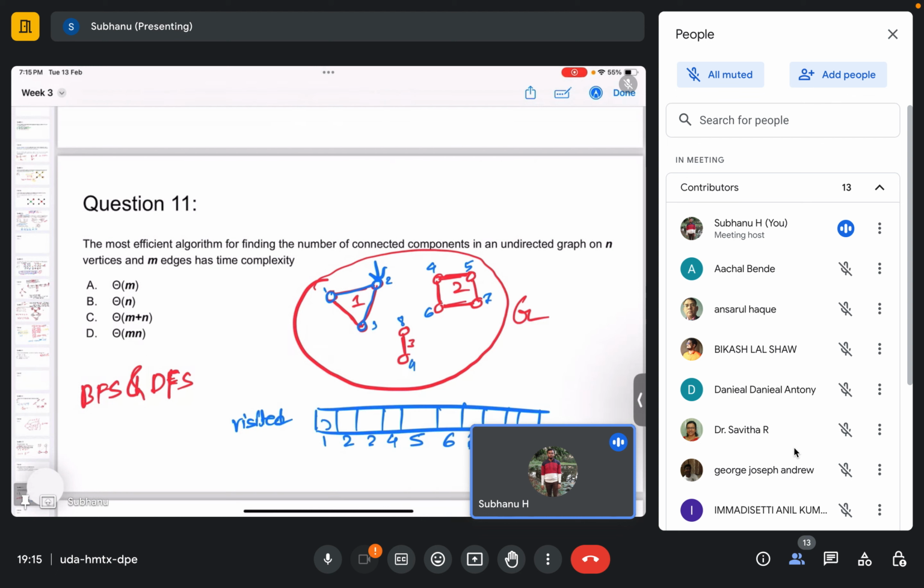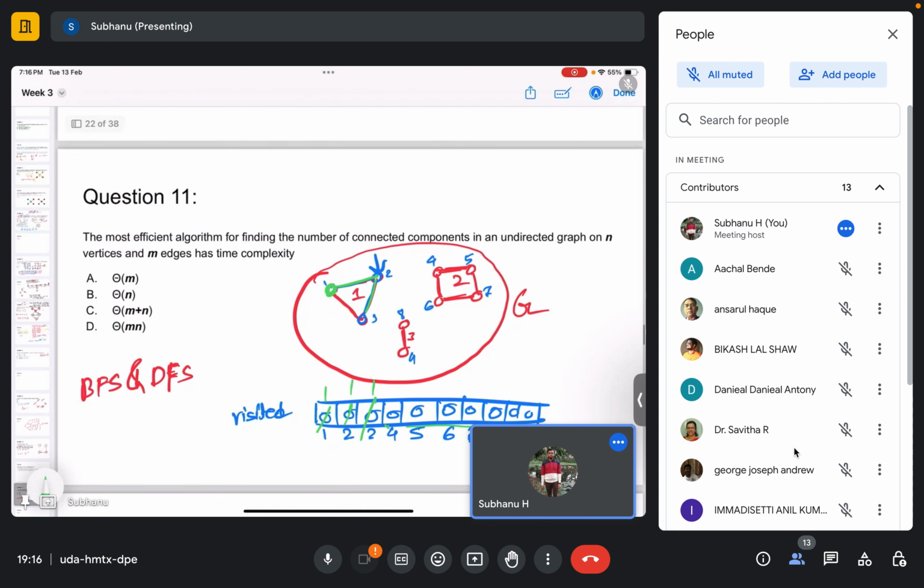You will initialize visited as 0. Whenever you do depth first search, in your DFS algorithm you will come to this one and this will be 1, then you will come to this one and this will be 1, then this one and this will be 1. Then you see that this node is not yet visited. So you will keep running the DFS algorithm until the visited array is all ones.